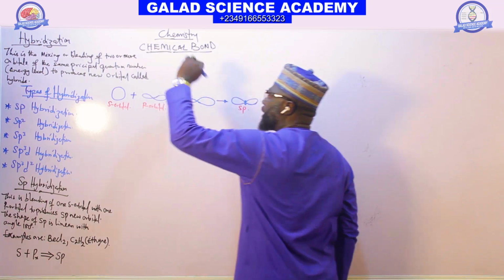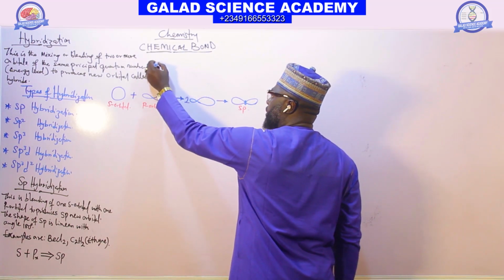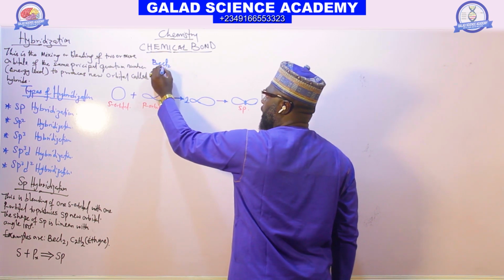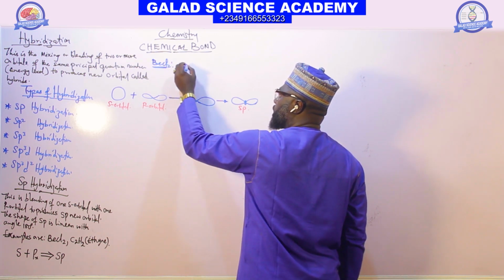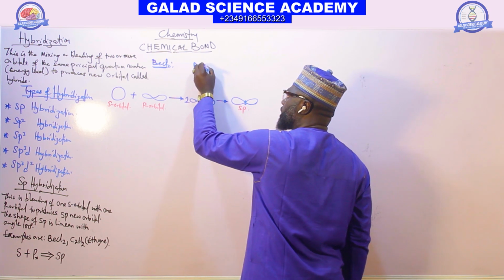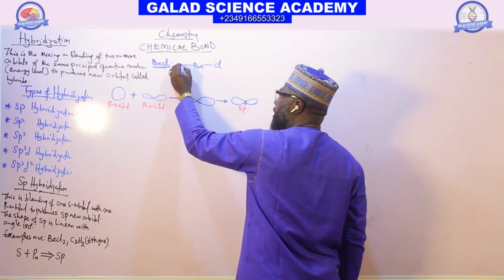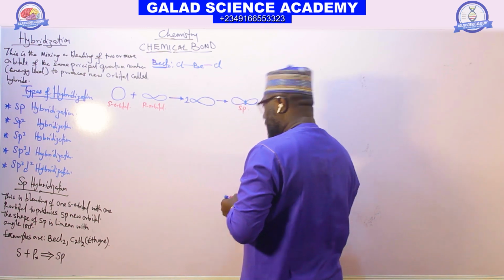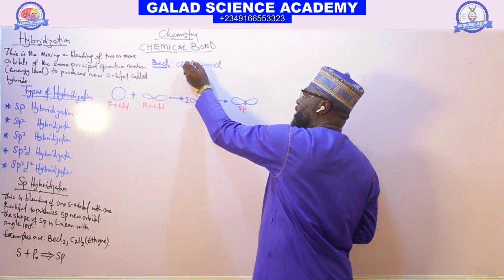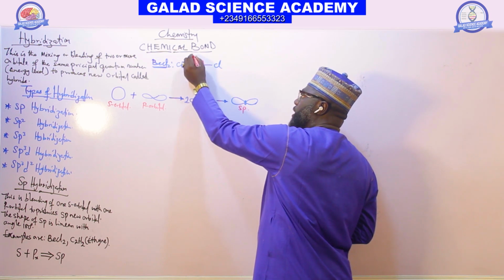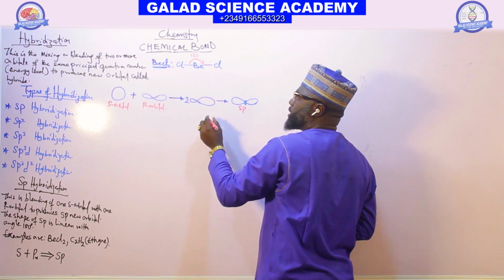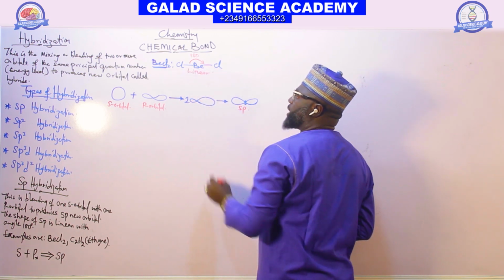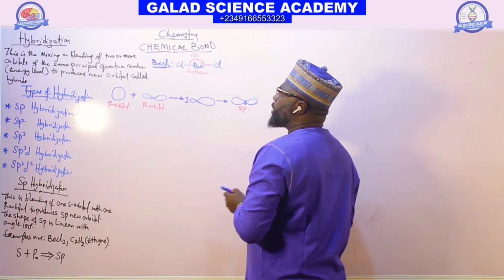Beryllium here, Be. BeCl2, it will give us BeCl2. You can see that the angle here is 180 degrees. And the shape is linear.